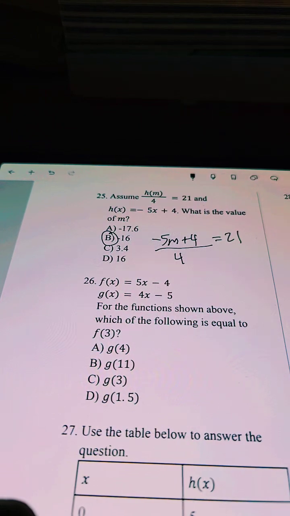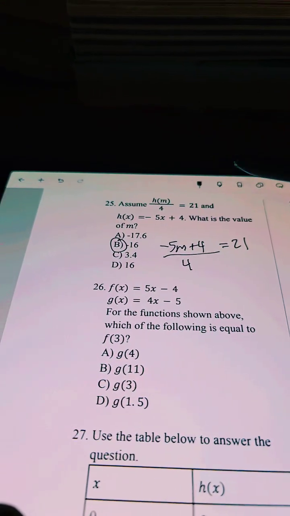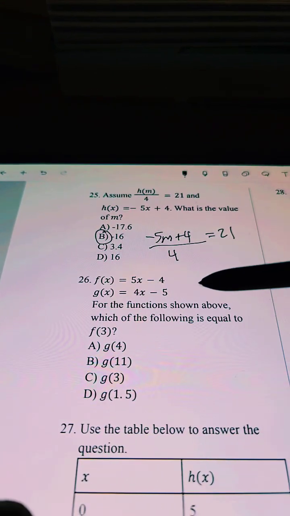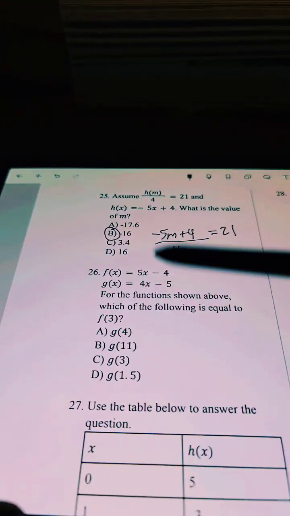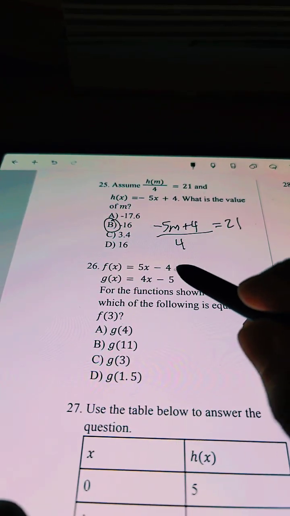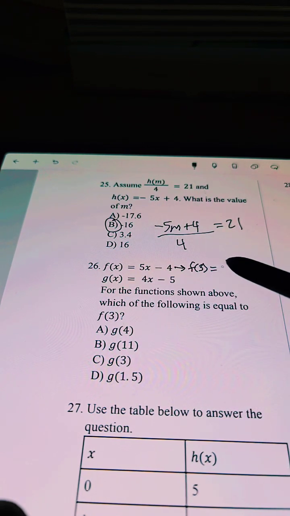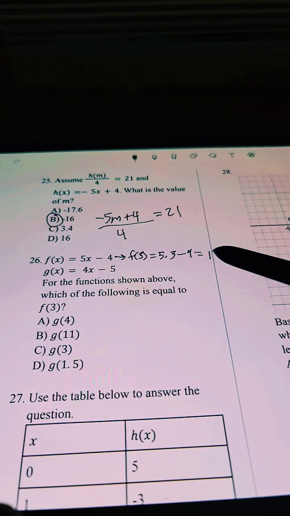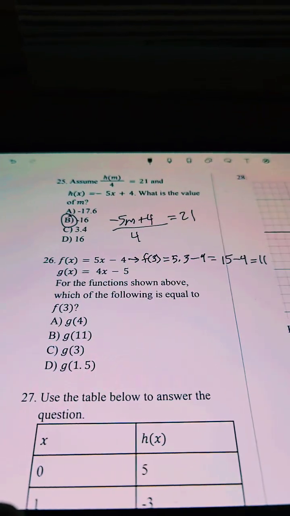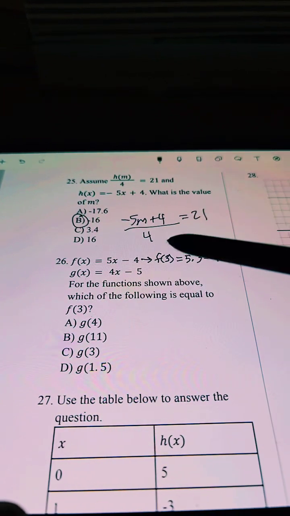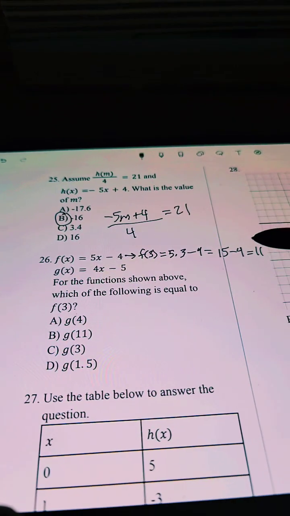Okay, so now for number 26, we have these two functions. Which of the following is equal to f of 3? Okay, so let's start by doing f of 3. Everywhere we see an x, we're going to put a 3. So 5 times 3 minus 4. So it's going to be 15 minus 4, which is equal to 11. So f of 3 is equal to 11.